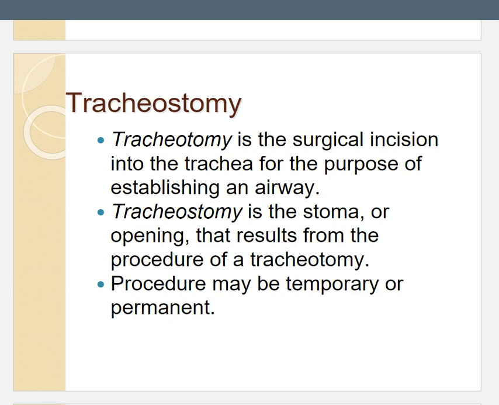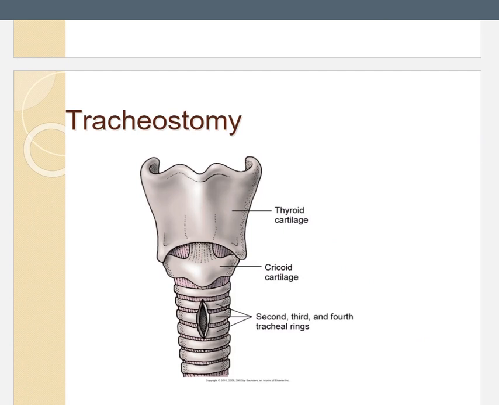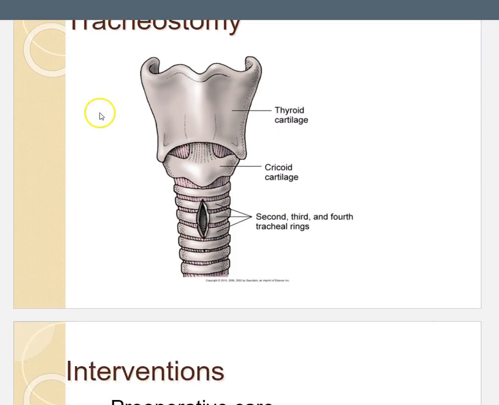This is just a picture of the anatomy of the thyroid cartilage and the cricoid cartilage, and this is usually where the surgeon makes the incision to the trachea, usually around the 2nd, 3rd, and 4th tracheal rings, okay?